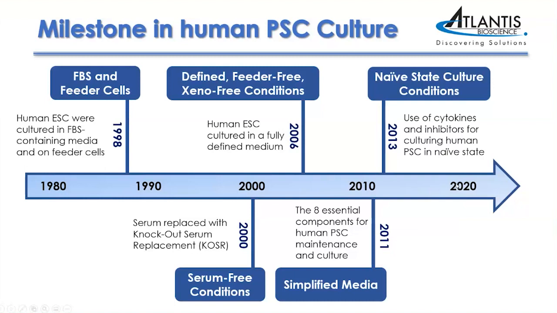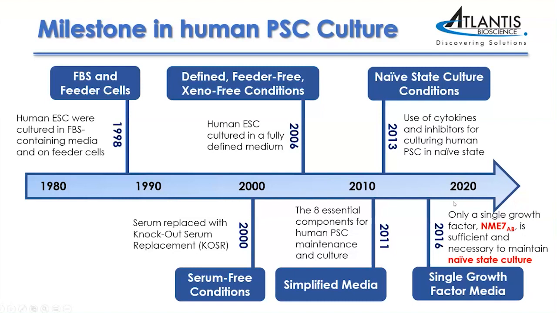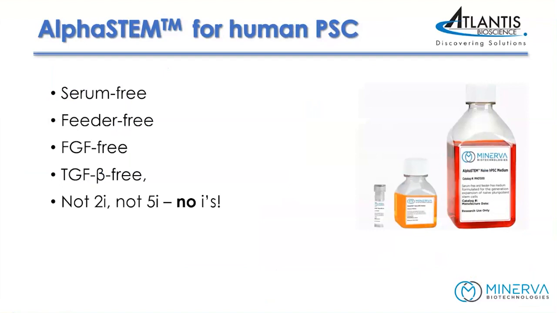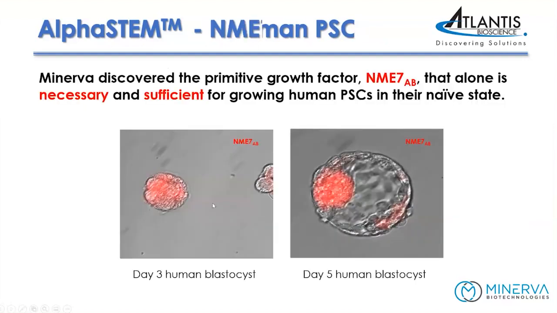Although this achieves cell culture conditions similar to those of the naive stem cells, there are significant differences in the gene expression profiles of the naive state markers. There is also a decrease in differentiation potential, and it resulted in unstable karyotypes. Further study then led to the discovery of a single growth factor known as NME7AB, which is both sufficient and necessary to maintain the human pluripotent stem cells in the naive state. These culture conditions provide more stable karyotypes, and also increase differentiation ability.